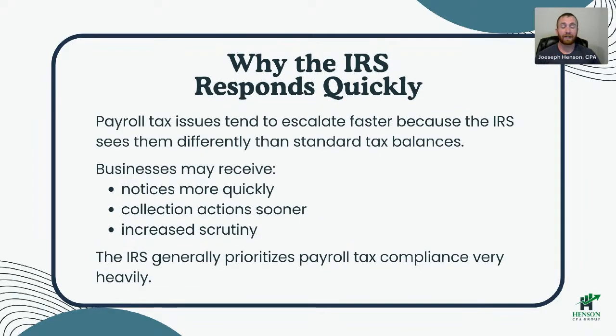Why the IRS responds quickly. Payroll tax issues tend to escalate faster because the IRS sees them differently than standard tax balances. Businesses may receive notices more quickly, collection actions sooner, increased scrutiny, and the IRS generally prioritizes payroll tax compliance very heavily. They don't have to do a lot of investigation into this area. They know where it's at, what you owe, or what you should be doing, especially if you're doing W-2s at year end, because they see this. They see, hey, this person claimed this on their taxes. We don't have that money.